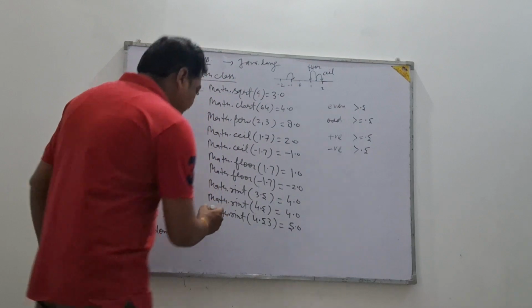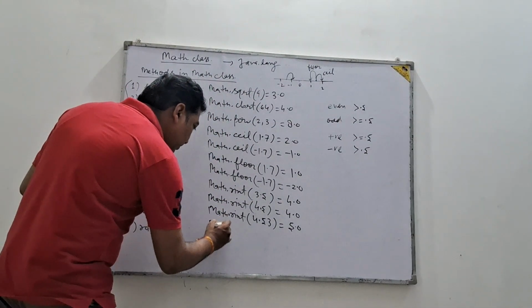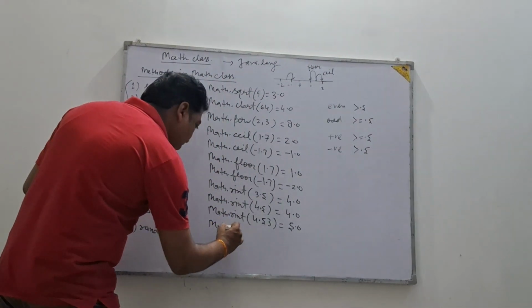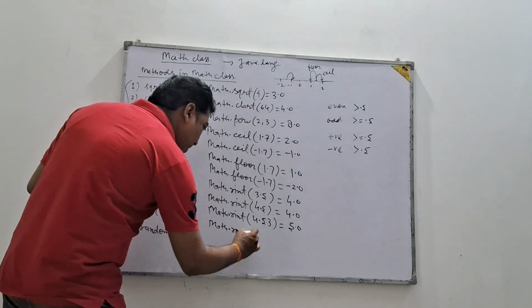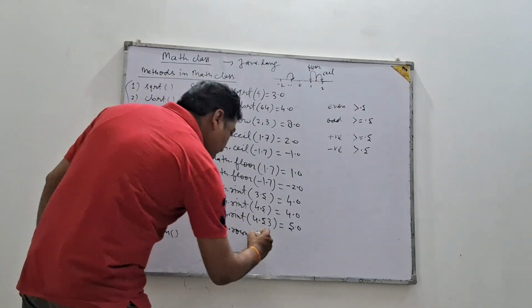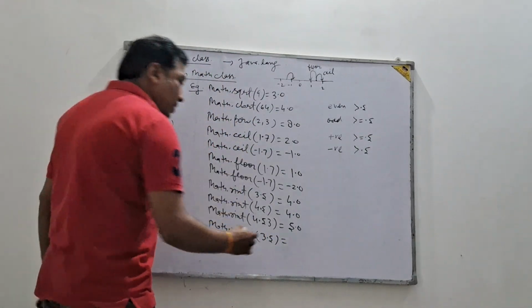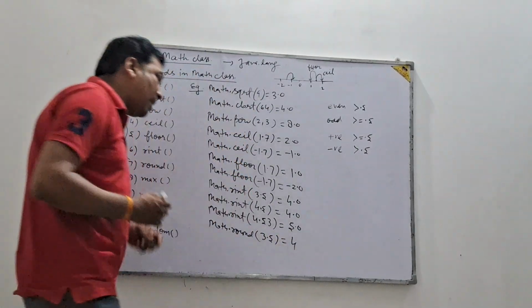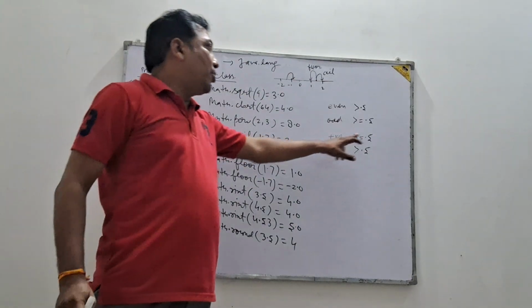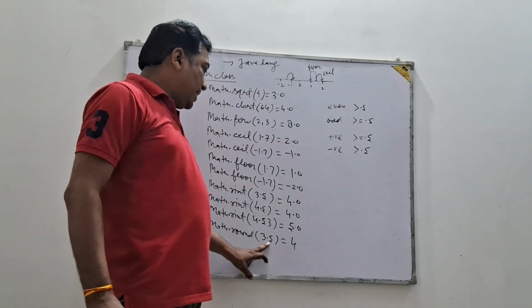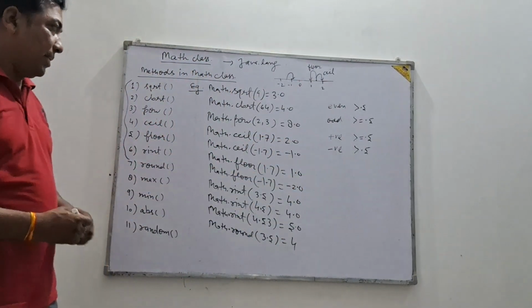Like Math.round(3.5). The answer is only 4. The return type is int. 3.5 is a positive number. So if it is greater than or equal to 0.5, it goes to the next number.